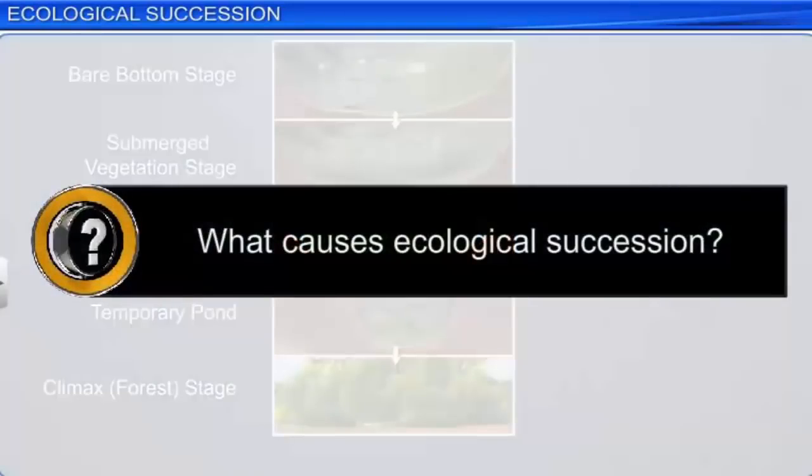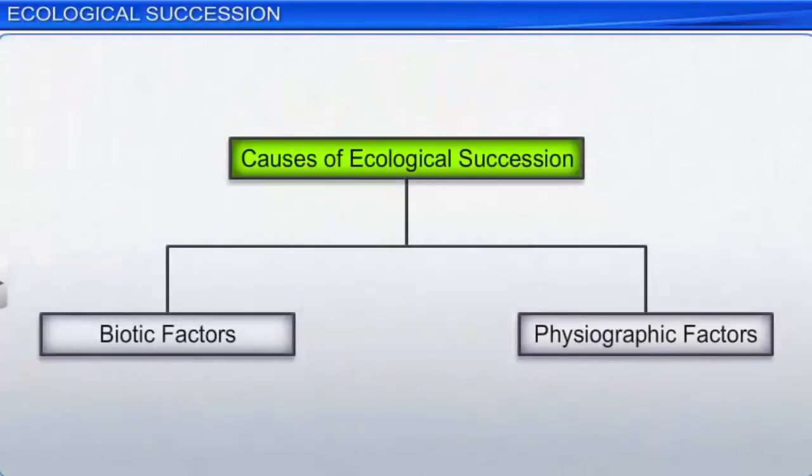But what causes ecological succession? Primarily, there are two causes for ecological succession: biotic factors and physiographic factors.